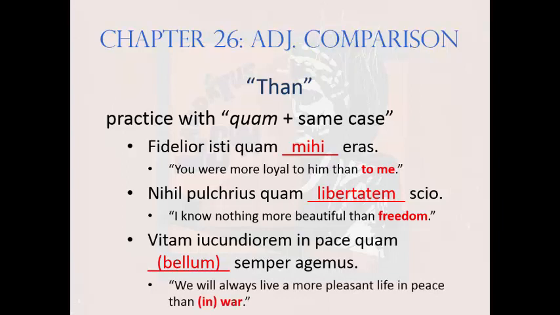One more sentence. Vitam iucundiorem in pace quam, some form of bellum semper agemus, meaning we will always live a more pleasant life in peace than in some form of the word war. Do it for yourself. The thing being compared to pace. Its case, ablative. What's the ablative of bellum? Bello. Not hard, is it? As long as there's a quam serving as the equivalent of than, there's not much to learn here. But that's not the only option.